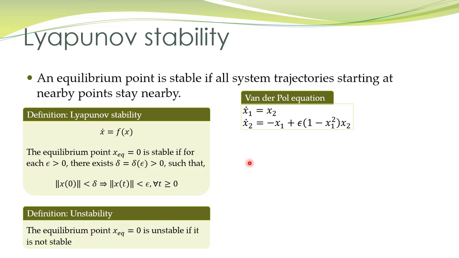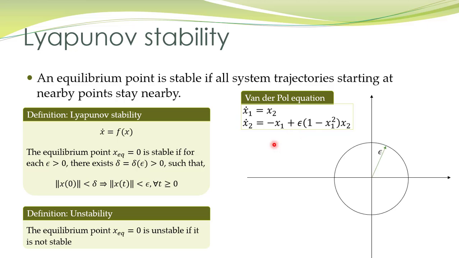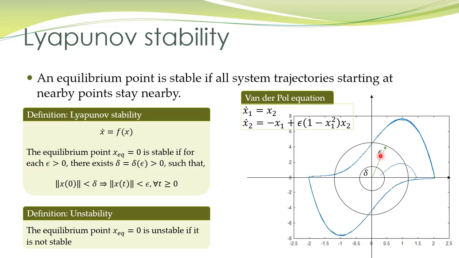Let's further elaborate it with another example. Our familiar example, the van der Pol equation given by these state equations. And we see that for example, corresponding to this value of epsilon, we have taken some delta, and we see that the trajectories finally leave this bigger circle. Whatever value of delta you take, trajectories will finally leave this bigger circle. For example, if we take this delta, even the trajectories starting from within this circle leave this bigger circle.